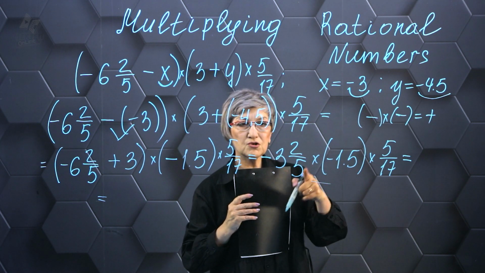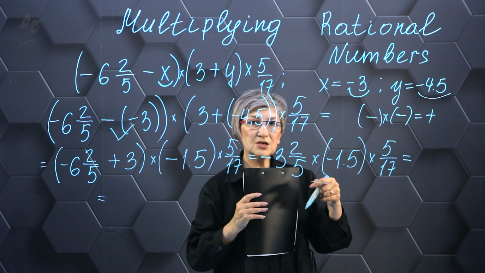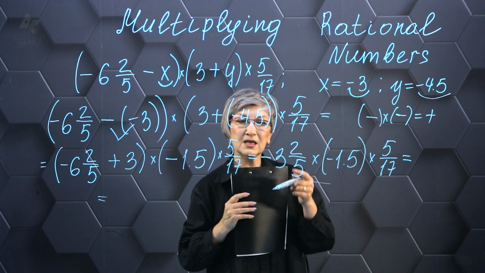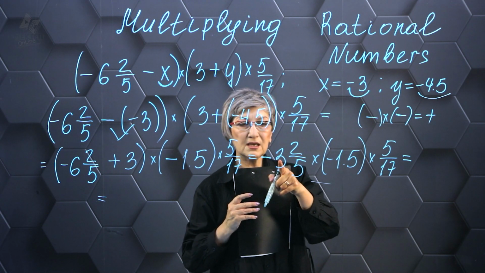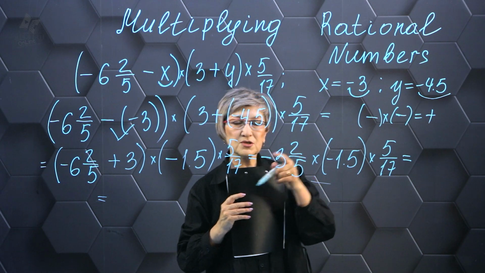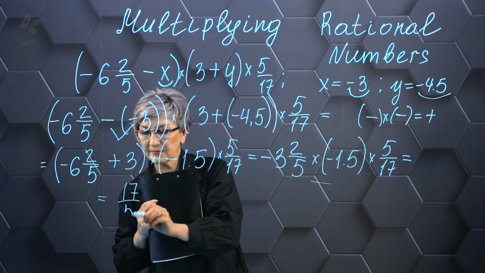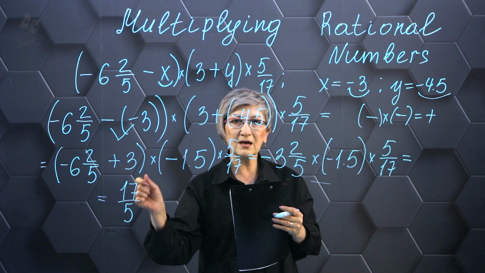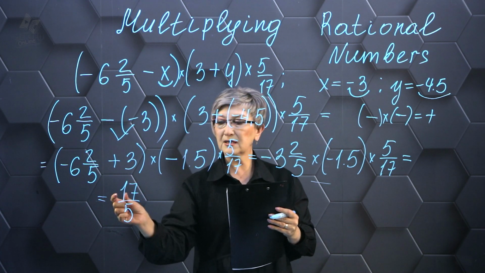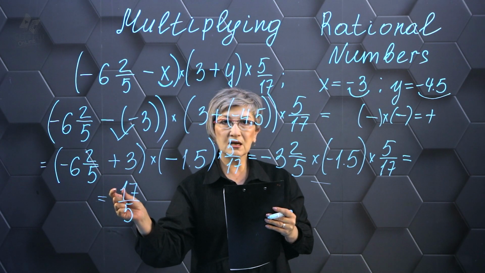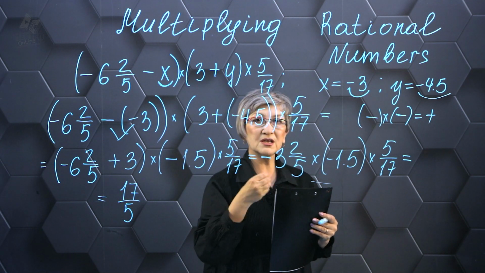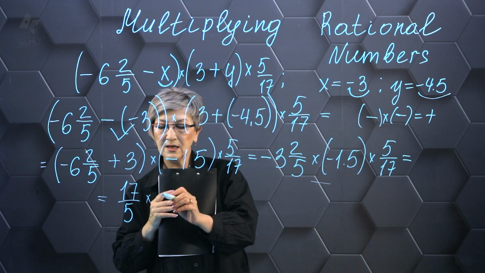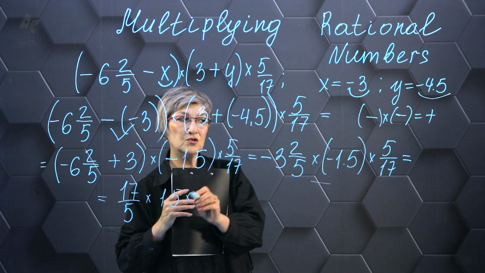Let's remember, to multiply a mixed number by a decimal fraction and by an ordinary fraction. Let's write it all down as an ordinary fraction. 3 and 2/5. 3 times 5 is 15, plus 2 is 17/5. Note that I have already counted the sign of our answer, that's why I don't write down the plus sign. Minus times minus is a positive number, so I write 17/5 times 1.5 and multiply by 5/17.